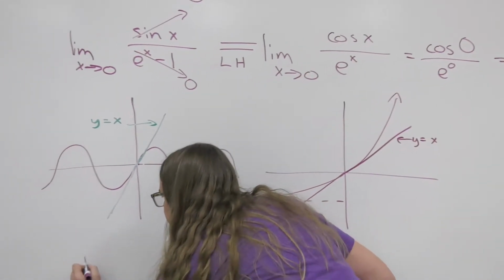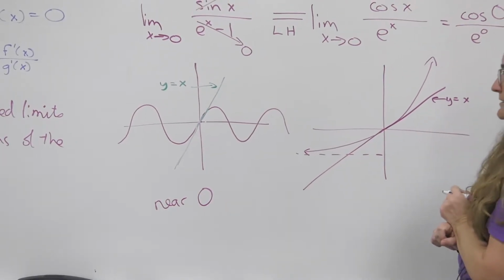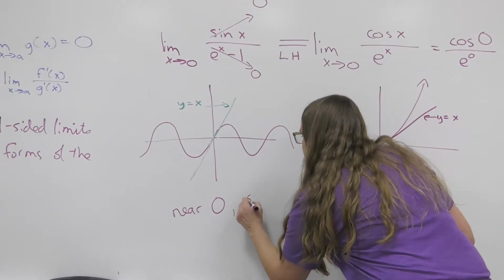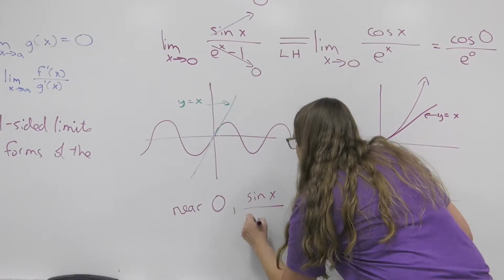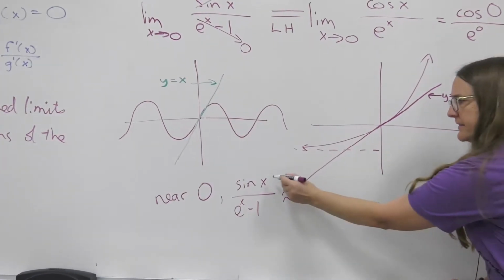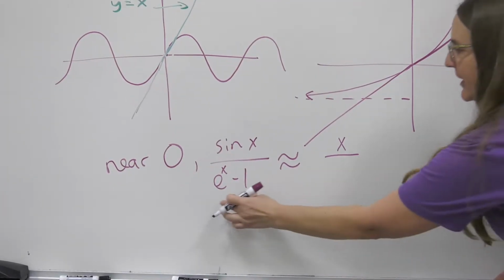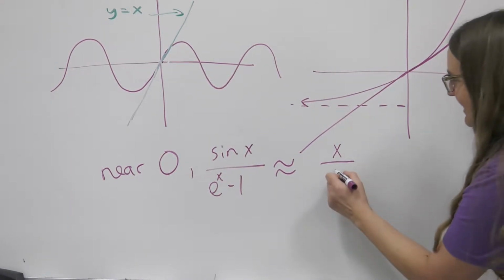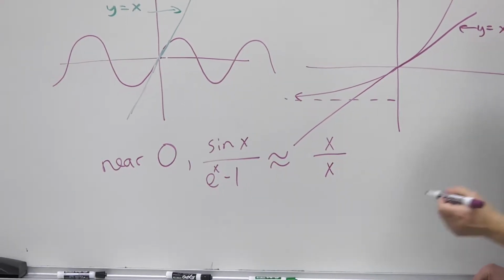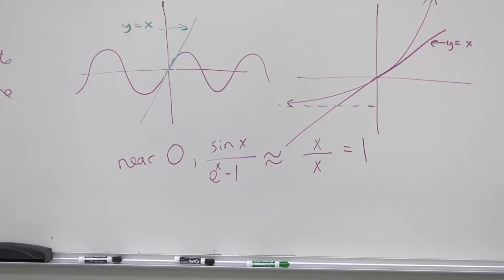But what this means is that near 0, near this point of tangency, sine x over e to the x minus 1 behaves kind of like the line that approximates sine x, which is just x, divided by the line that approximates e to the x minus 1, which is just x. And of course, x over x is 1.